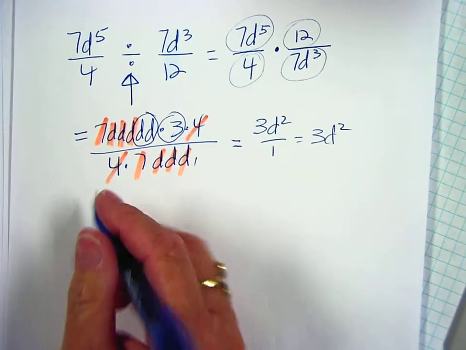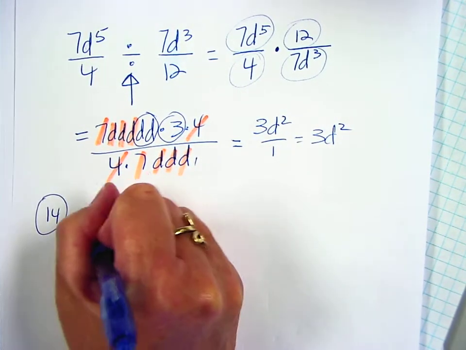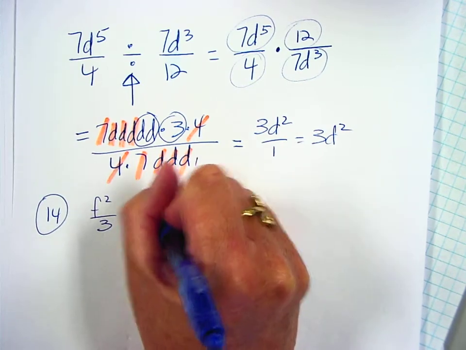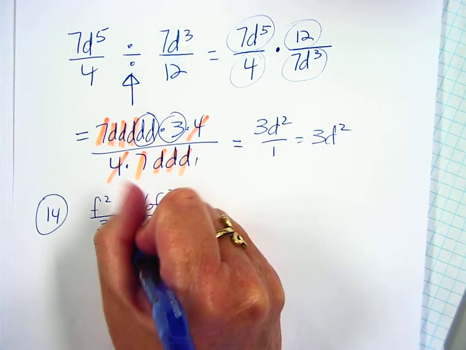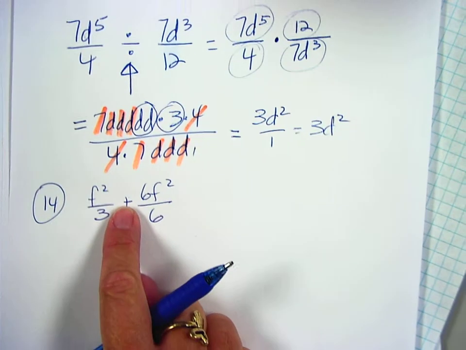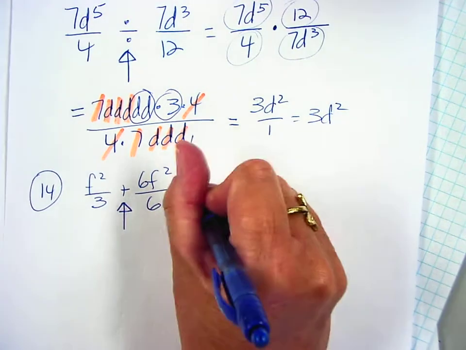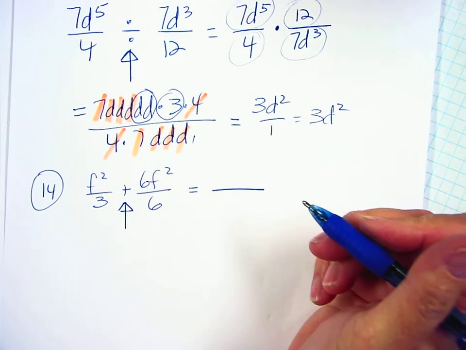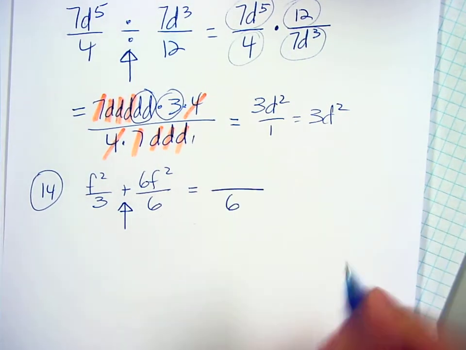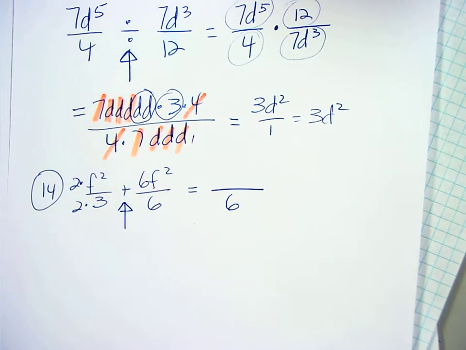Okay, number 14 is f squared over 3 plus 6f squared over 6. Alert, alert, alert, alert. We're adding. What do we have to do when we add fractions? We need a common denominator. This is an easy one. What would the common denominator of 3 and 6 be? 6. So I have to multiply this times 2 and the numerator times 2.